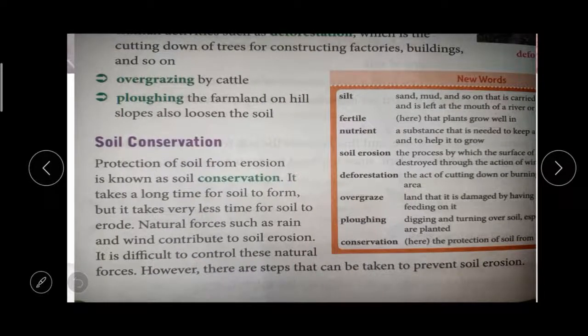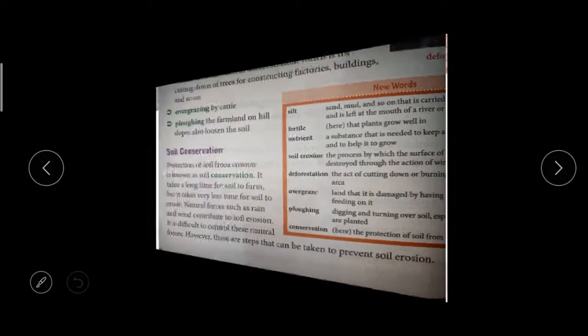Protection of soil from erosion is known as soil conservation. Put a line in your textbook. Protecting the soil from erosion is called soil conservation. It takes a long time for the soil to form, right? It takes a long time to form, but it takes less time to erode. Natural forces such as rain, wind and flood cause soil erosion. It is very difficult to control those natural forces, but we should take some steps to prevent soil erosion. Some methods are given.